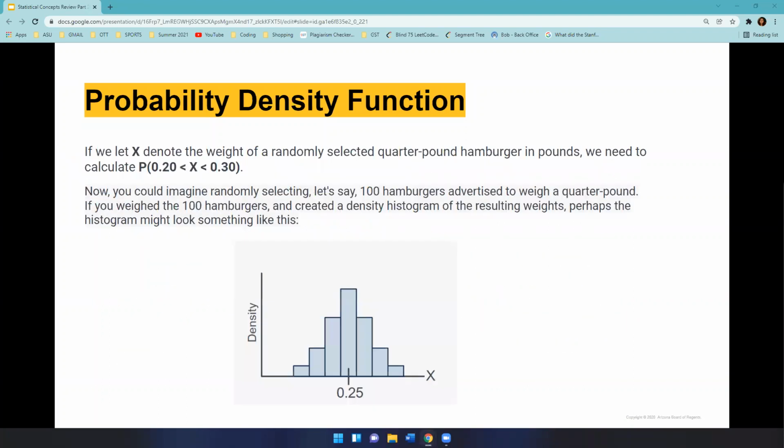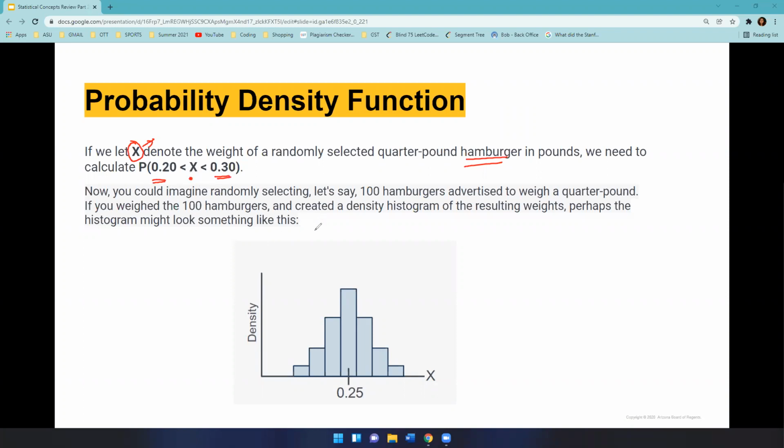Okay. So let's say we use a random variable x, which denotes the weight of a randomly selected hamburger. So x is a random variable, and we know the weight of something will be a continuous variable, right? It can take infinite values. It can be 0.20 pound, 0.21 pound, 0.22 pound. So it is an example of a continuous variable. So basically we need to calculate the PDF where x lies between the range 0.20 and 0.30.